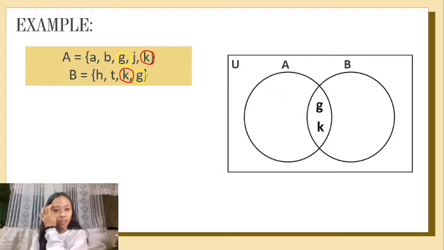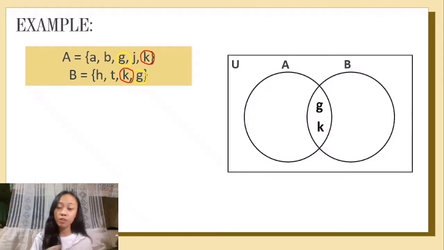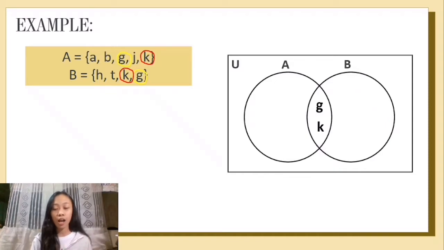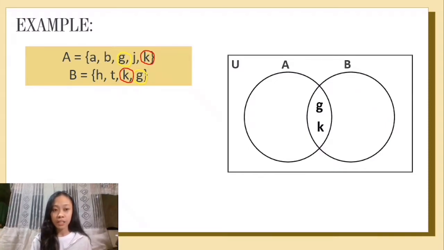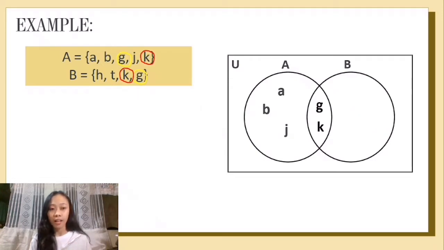So next, let's now complete the Venn diagram. So simula ulit tayo kay set A. So ano pa ba yung other elements na hindi natin na-mention kay set A? So we have A, B, and J. So yan yung elements kay set A. So next, proceed tayo kay set B. So ano pa ba ang element na hindi na-mention or kulang? So we have H and T, since G and K are already there.